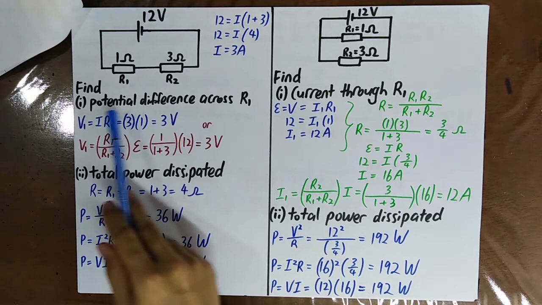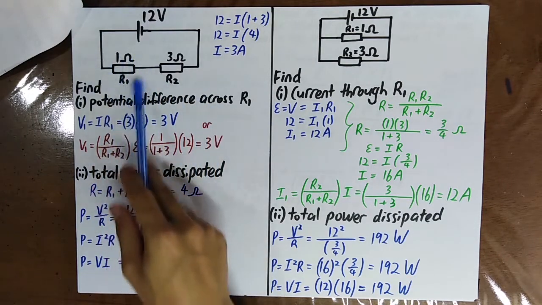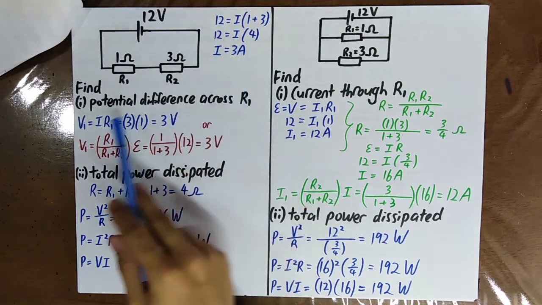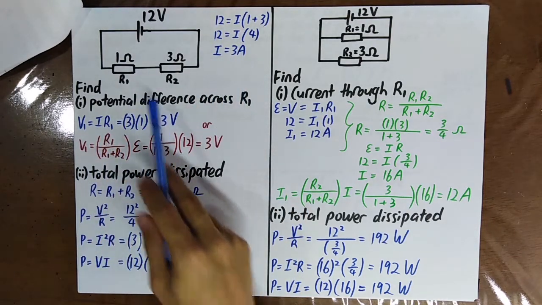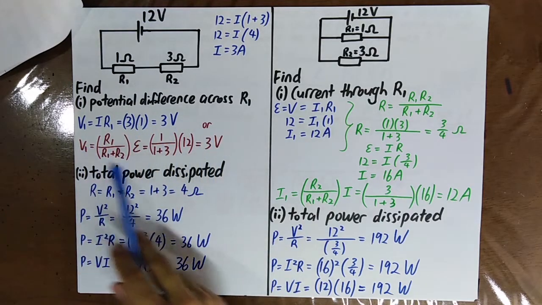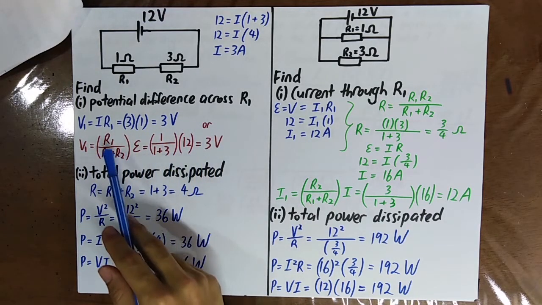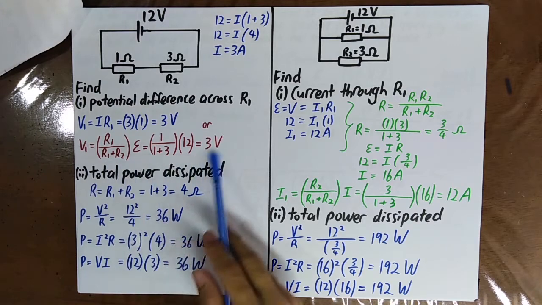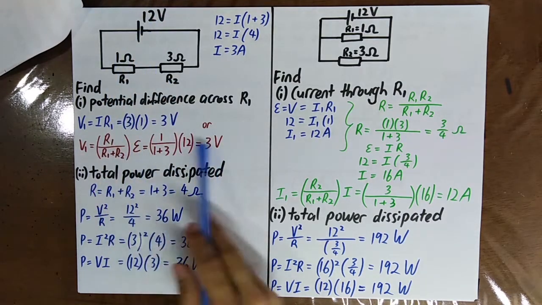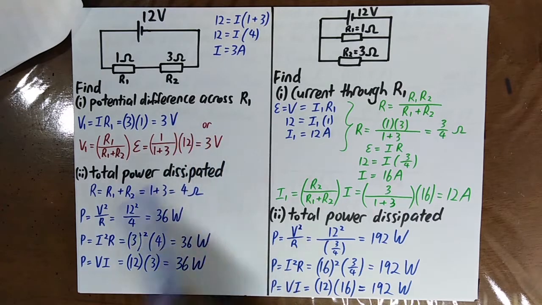Okay, please find the potential difference across R1. First of all, you can find the current, and then you use V equals IR to find the potential difference across R1. Or you can straight away use the equation for the voltage divider, which is like this: R1 over R1 plus R2 times E. Okay? Then you are able to get the same answer.